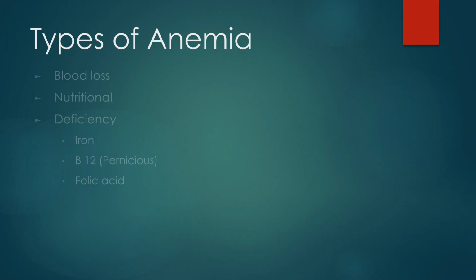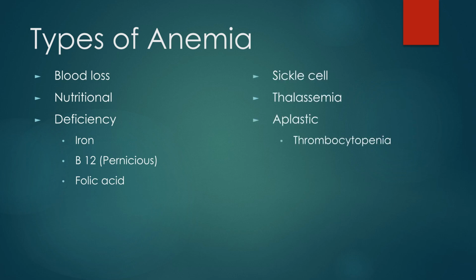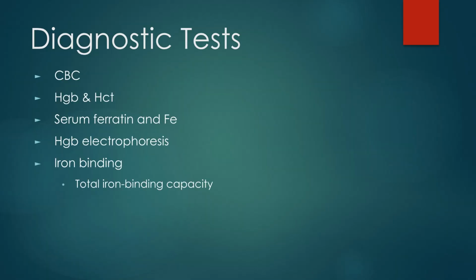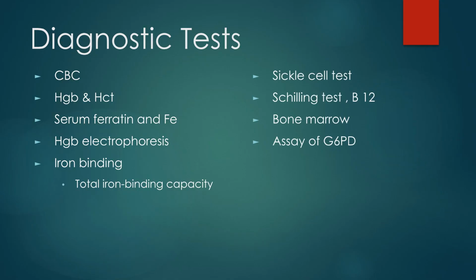Types of anemia include those caused by blood loss and nutritional deficiencies such as iron, B12, or folic acid deficiency. Other types are genetic, like sickle cell disease, thalassemia, and aplastic anemia, which can lead to thrombocytopenia. Diagnostic tests for anemia include a complete blood count, hemoglobin and hematocrit, serum ferritin and iron levels, and hemoglobin electrophoresis. Other tests include iron binding capacity, sickle cell test, Schilling test for B12, bone marrow biopsy, and assay of G6PD.